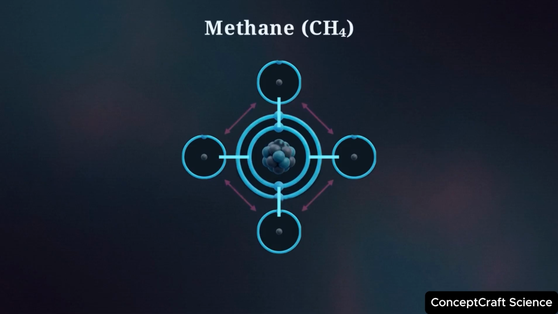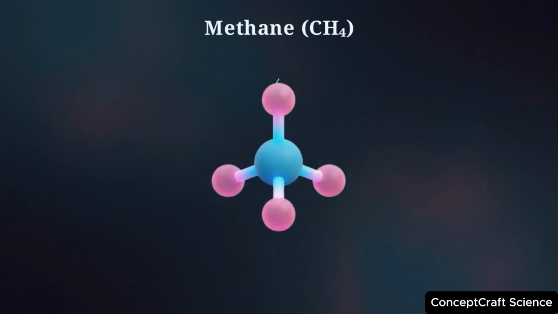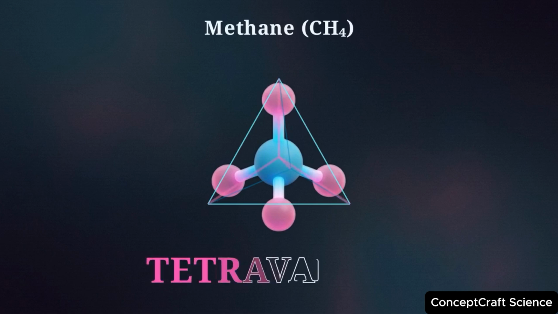This is methane. While we usually draw this flat on paper, electrons naturally repel each other. In real space, these 4 bonds push apart as far as possible, pulling the molecule into a 3D pyramid shape called a tetrahedron.